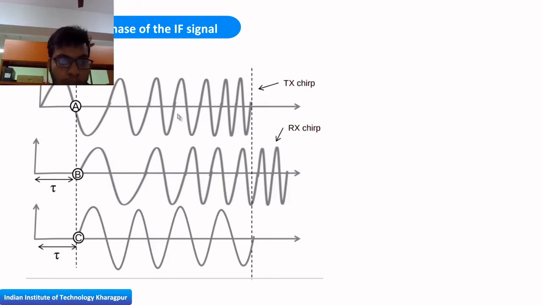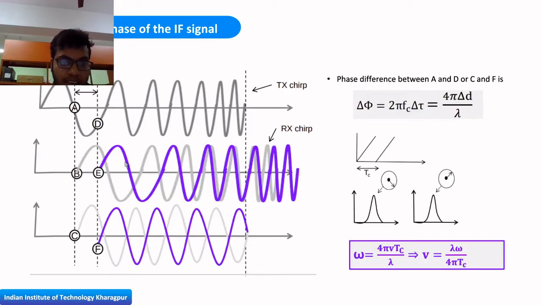Here I have this transmission chirp, and after a round trip time I have the RX chirp, and this is the mixer output, or the intermediate frequency signal. What if this object starts moving for a time, say delta tau? For that movement I will receive the RX chirp after that delta tau, and based on that I will have a corresponding phase difference between these two signals, between these two points A and D or C and F. This phase gap between the two received signals is important, because from this equation you can see the phase difference is equal to 2 pi fc delta tau.